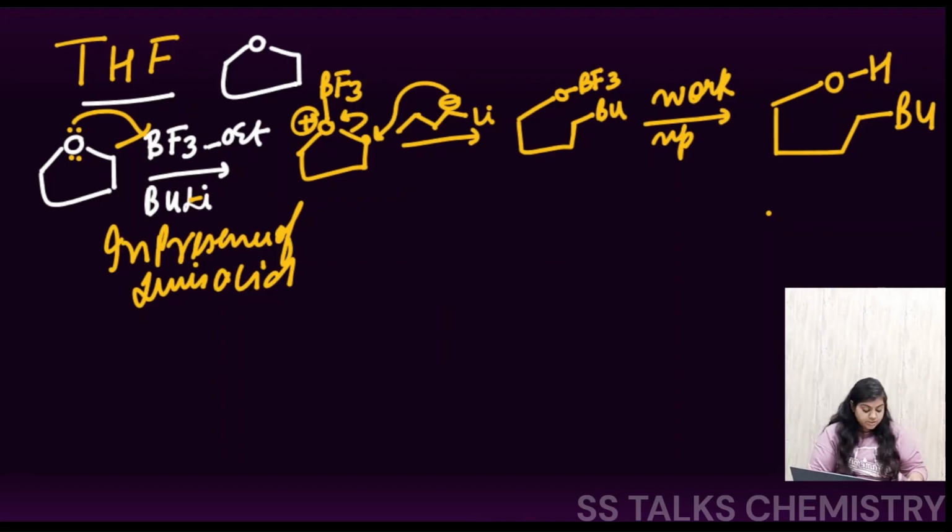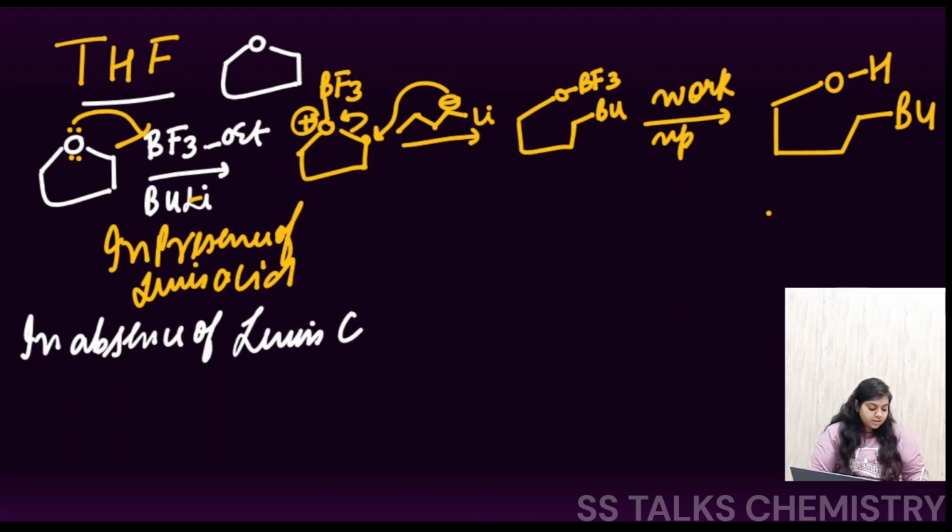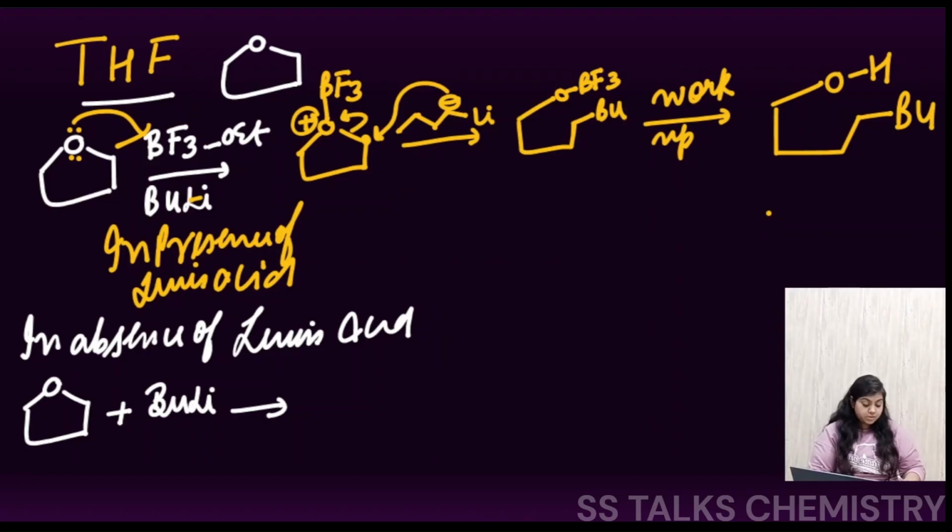Now the other case that we have is in the absence of the Lewis acid. What I mean in that case is, you just have your tetrahydrofuran species, and along with that just the butyl lithium is passed. No BF3 is passed. So in that case, what is going to happen? The lone pair present on this oxygen atom will show chelation with the lithium atom.